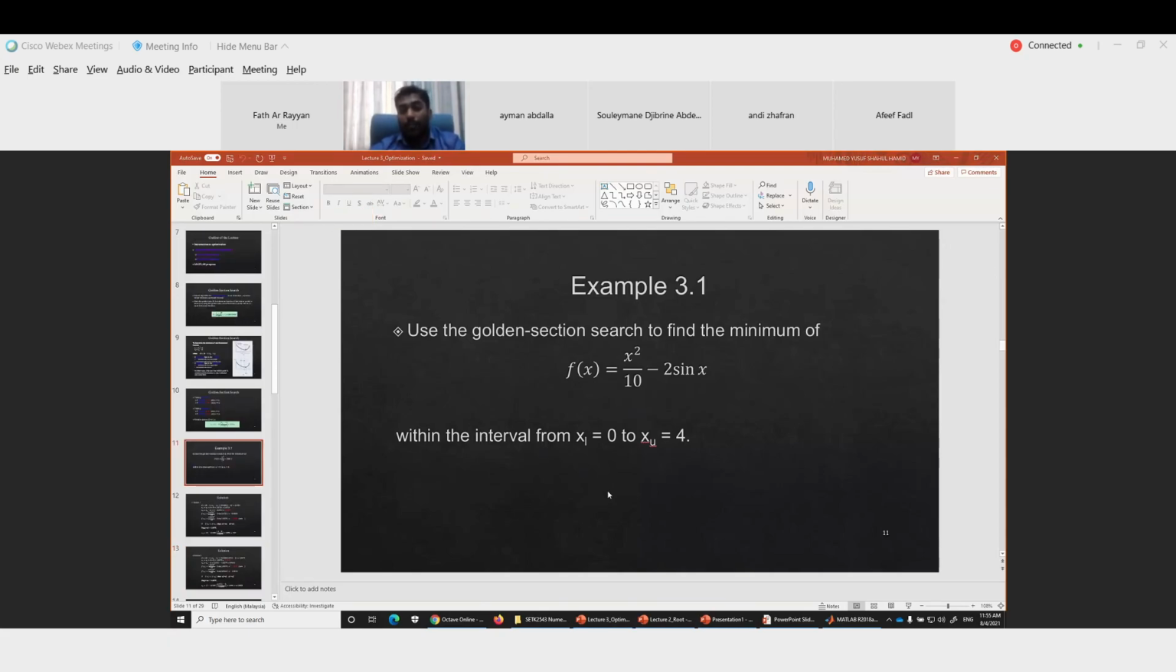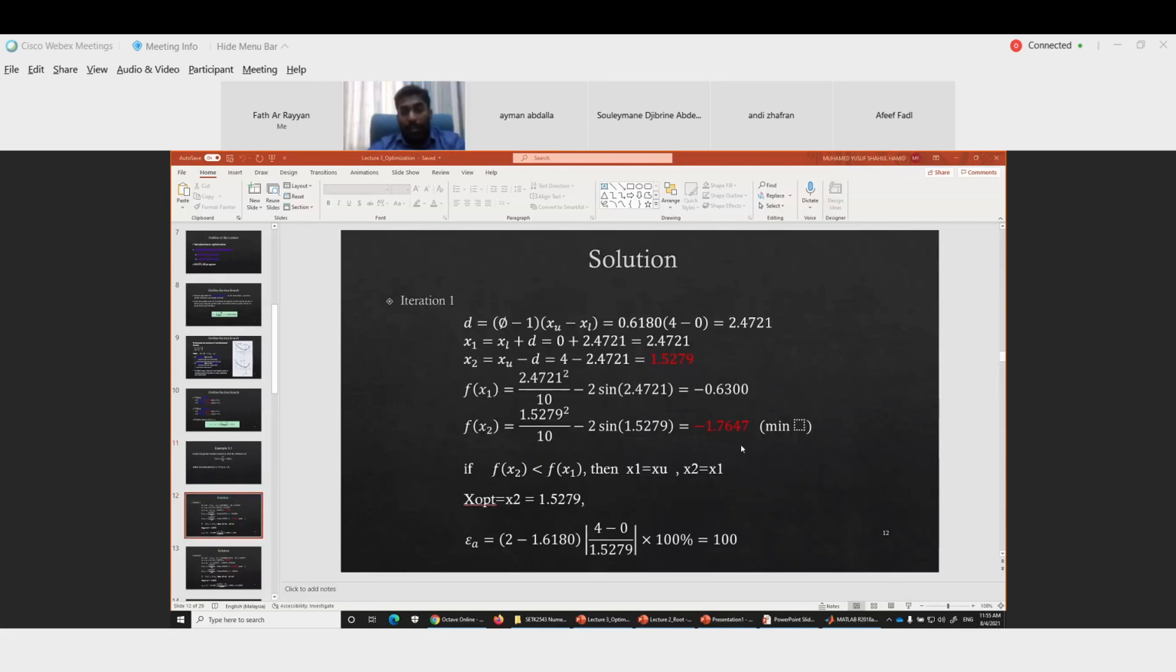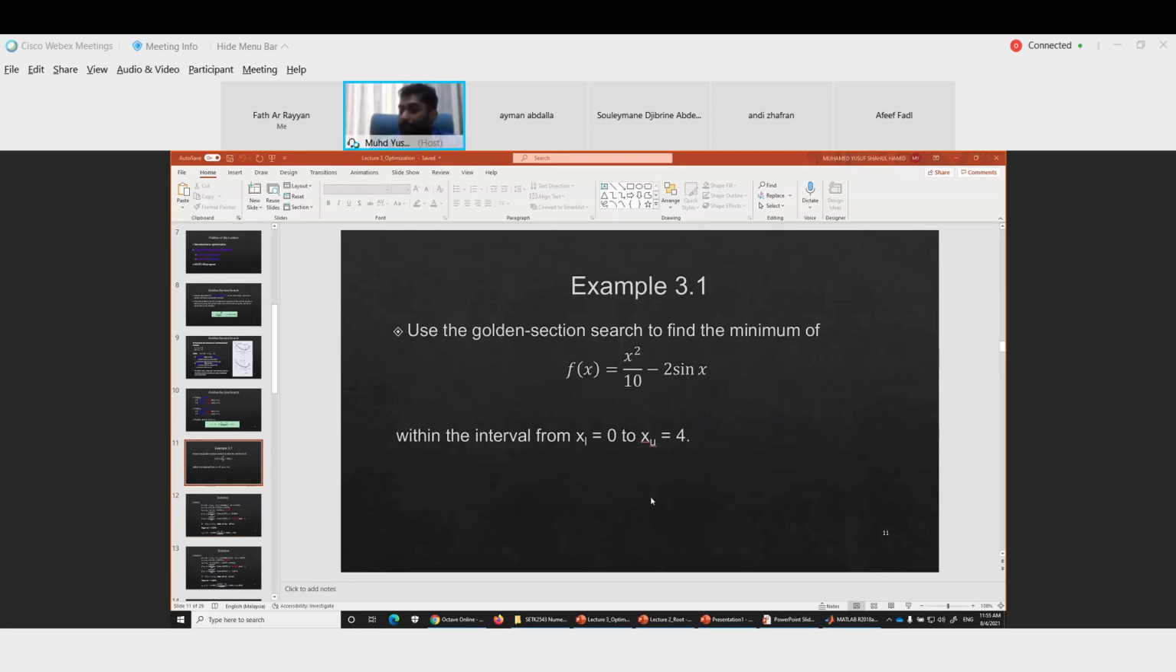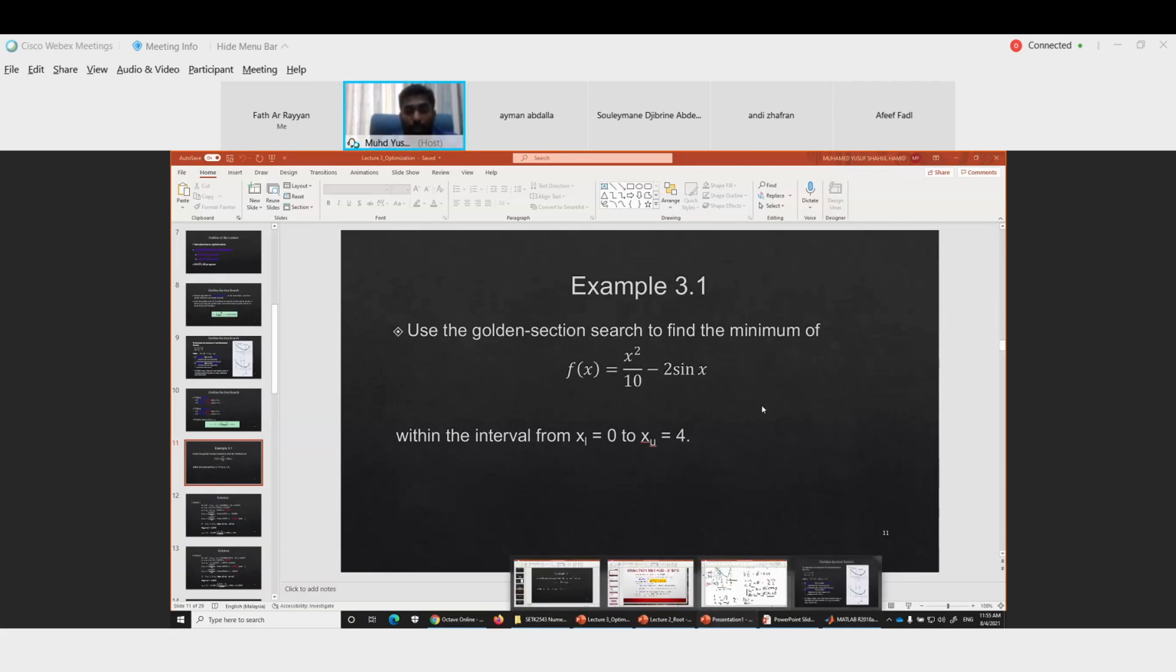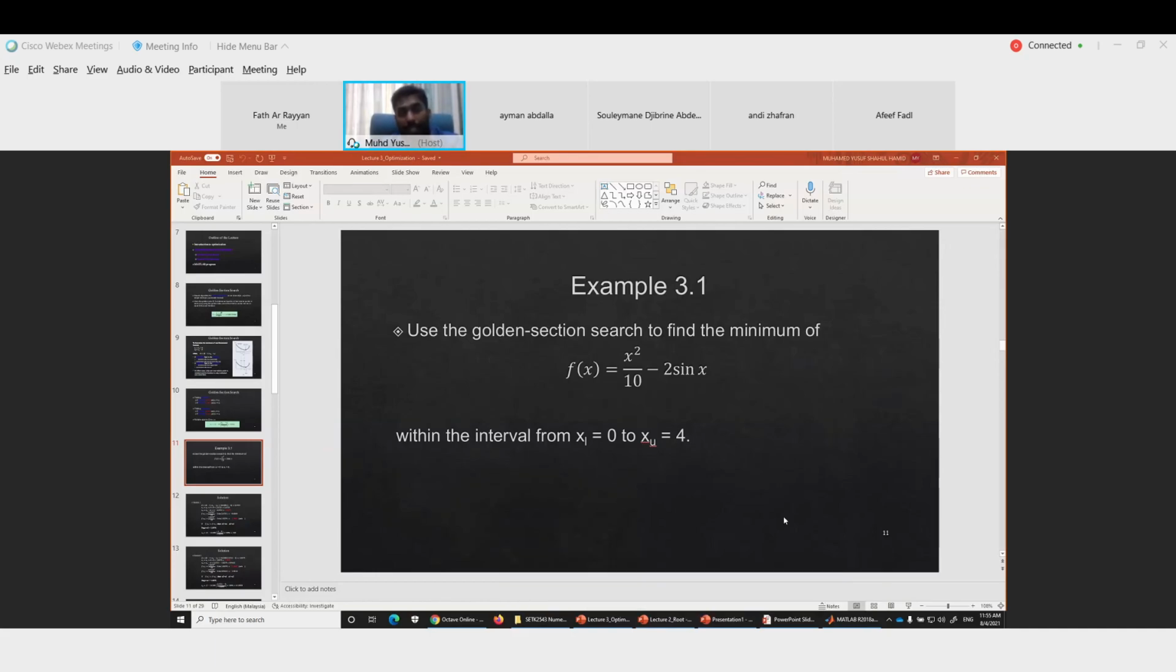Okay, so they gave you the interval, xl is equal to 0 and xu is equal to 4. I want to just start doing it together. You can start doing it first, and then we'll discuss if there are any issues.